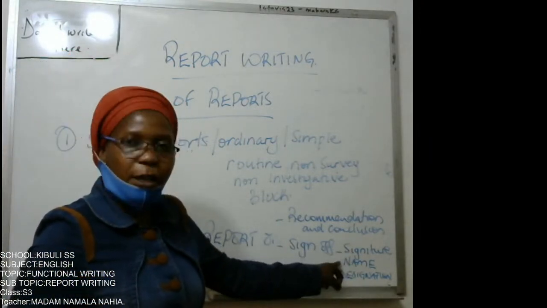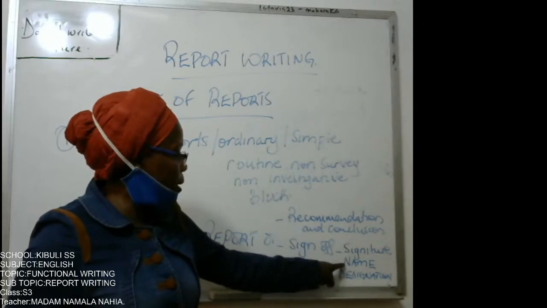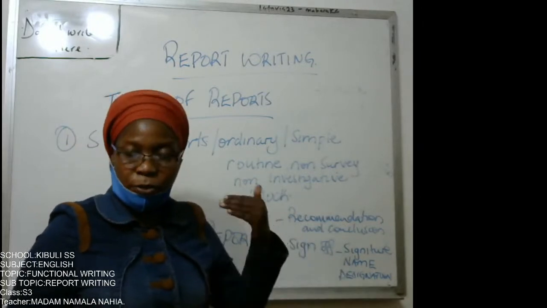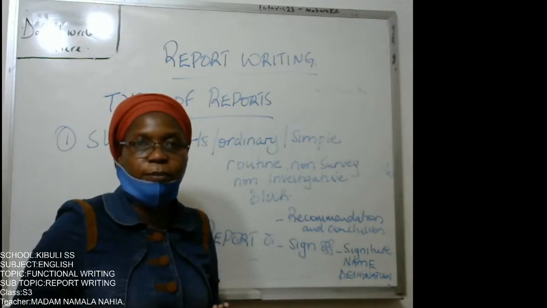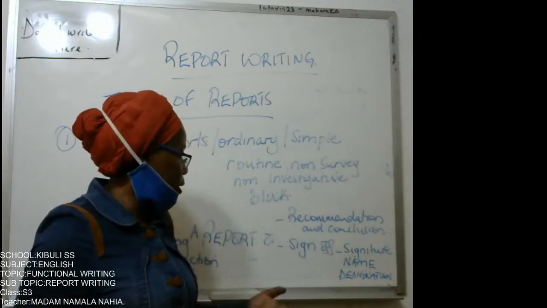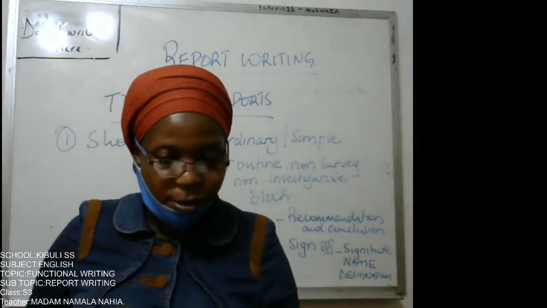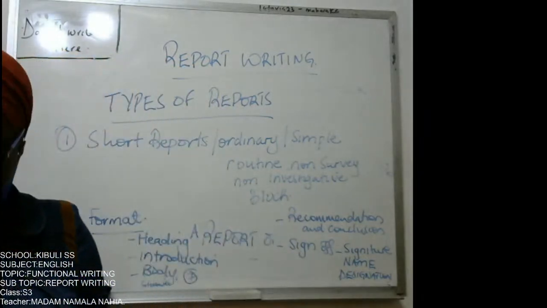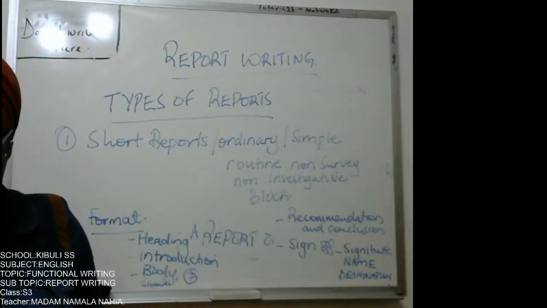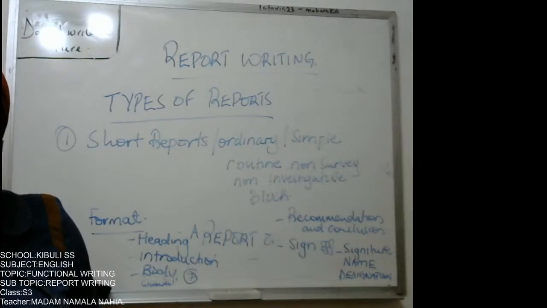Signature, name in capital letters. Why have I used name here in capital letters? Because it is a reflection that the name you write there, your name, has to be fully in capital letters. And then thereafter, you write the designation, which means the capacity in which you're writing this letter. I want us to look at the report, the sample that you have there. Look at the sample that you have there as your report.